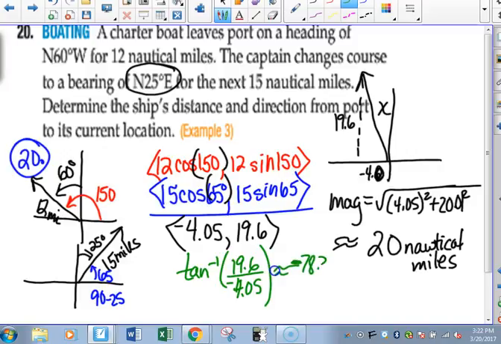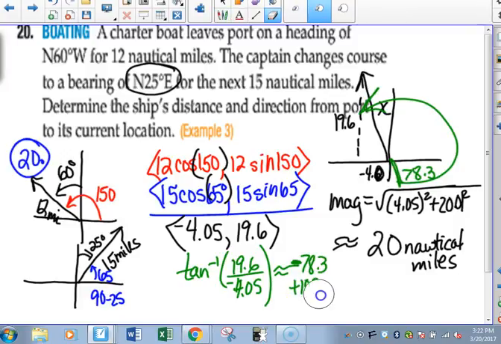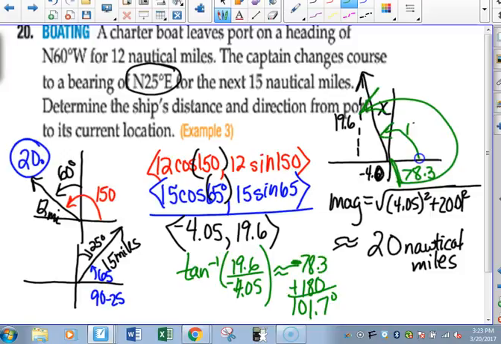Negative 78.3. You have to know by the coordinates of the components that you're not in that quadrant. If you think you're down here at 78.3 degrees, how are you going to move all the way around to the other quadrant? Add 180. So if I add 180, whoops, not 108, it's 101.6, 0.7, we'll go 101.7. Okay, great. So this is 101.7. Is that what they wanted?